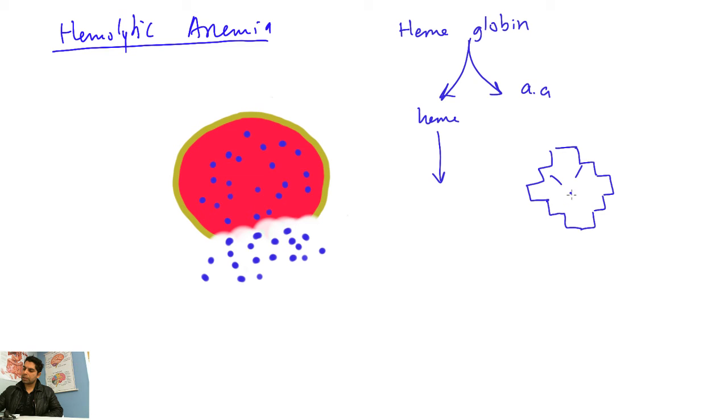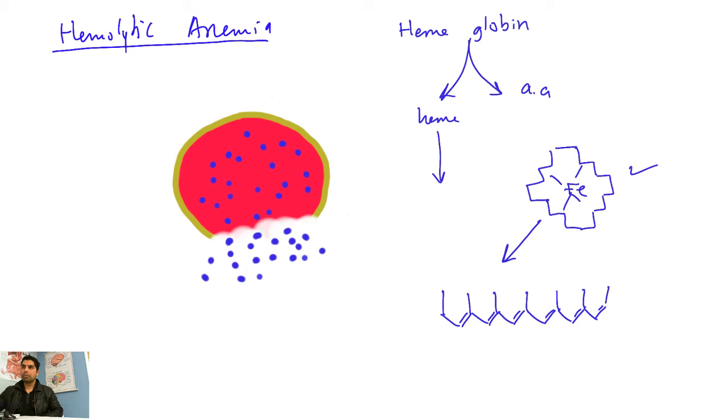It looks something like this. In the center of it, it has iron. And this ring is opened. Look, it's heme right now. If you open it, it will look like this. When you open the ring, it's still insoluble. But the open ring is known as bilirubin.